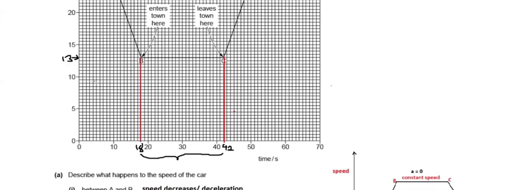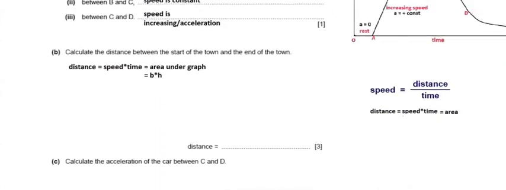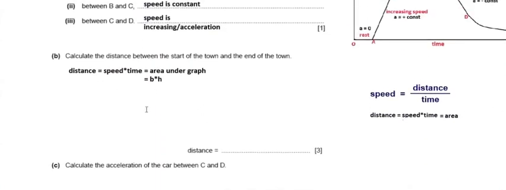So the height of the rectangle is 13 meter per second, and the base is about 24, that is 42 minus 18. So here we can write down the base of the rectangle, that will be 24. Height is about 13. So if you calculate this value, 24 multiplied by 13, that is coming out to be 312 meter. So that is the distance between the start and the end of the town. So it is 312 meter.